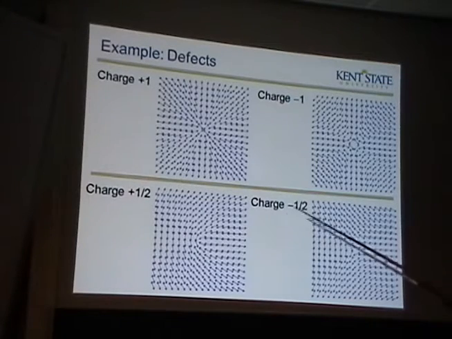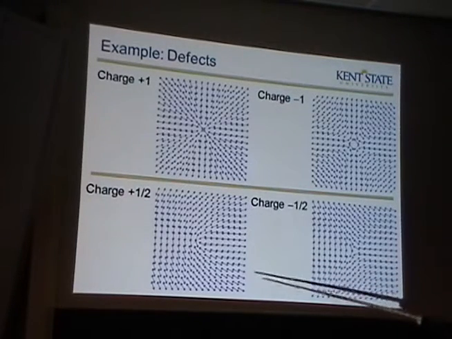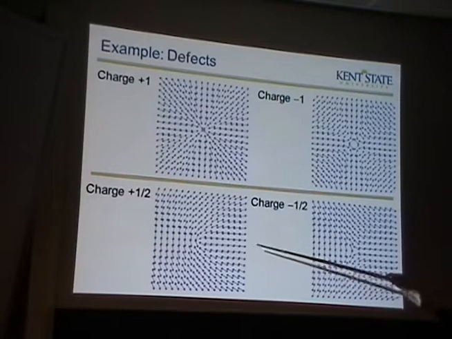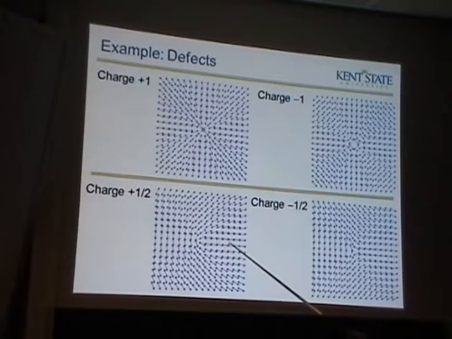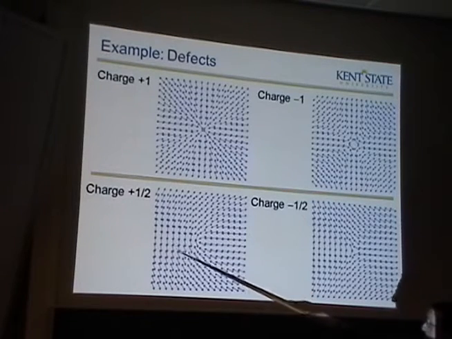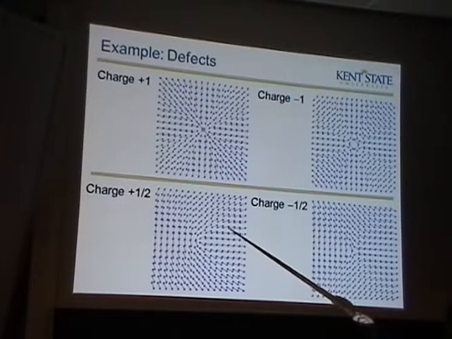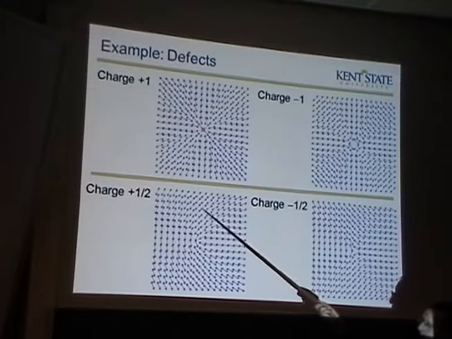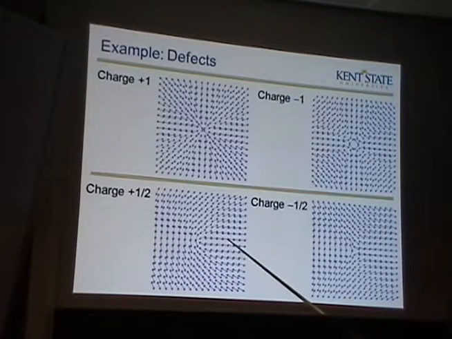And the nematic phase can also have half-charge defects. And so here is a half-charge defect, where as you rotate about the full 360 degrees around the central point, the director rotates around by 180. And here is the opposite of that.